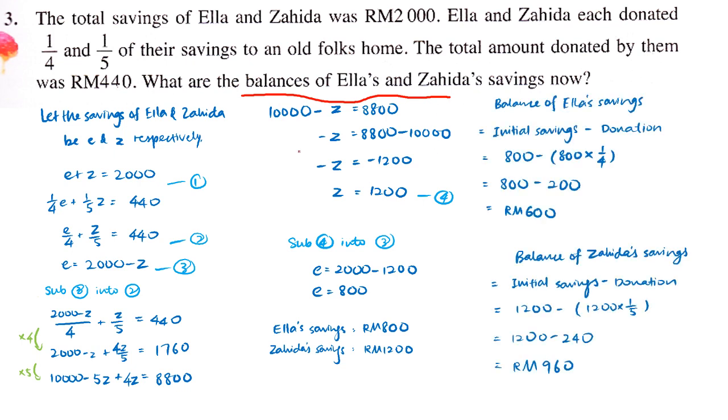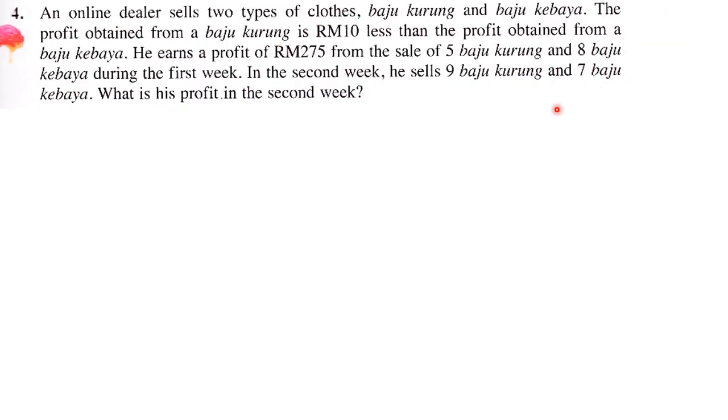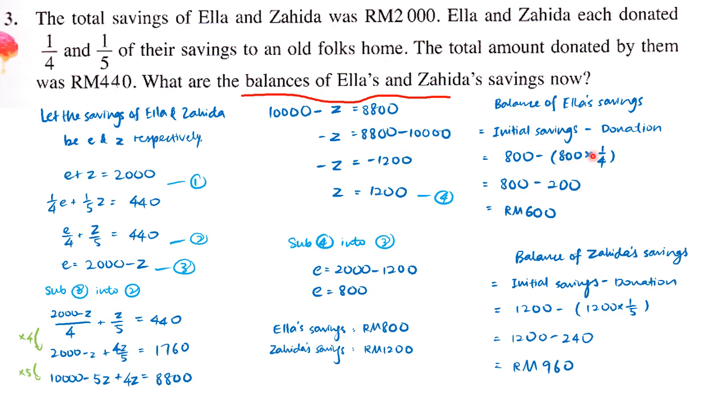So the balance of Ella's savings 就是等于他之前有的 savings 再减掉他的 donation. So 他的 initial savings 是800, 然后他减掉他已经 donate 掉的钱，也就是800乘他刚才捐的1/4. So it'll be 800 minus 200, it'll be 600. Zahida 也是一样。1,200 minus 1,200 times 1 over 5 equals to 1,200 minus 240 equals to 960. Next, alright, so done.